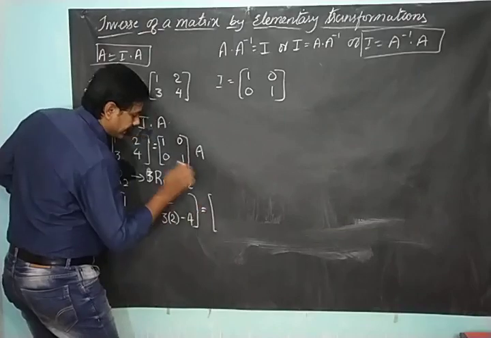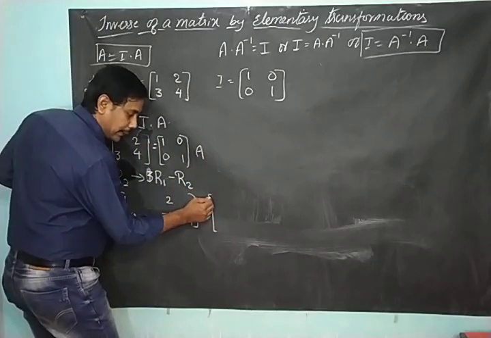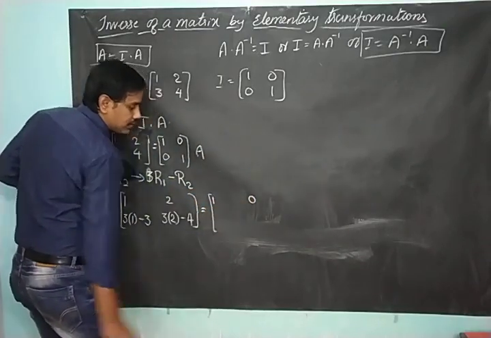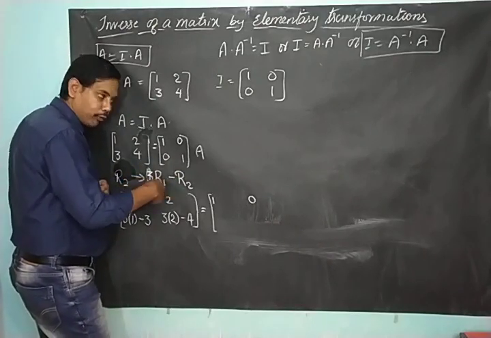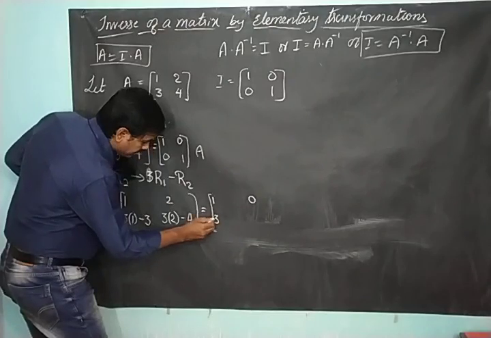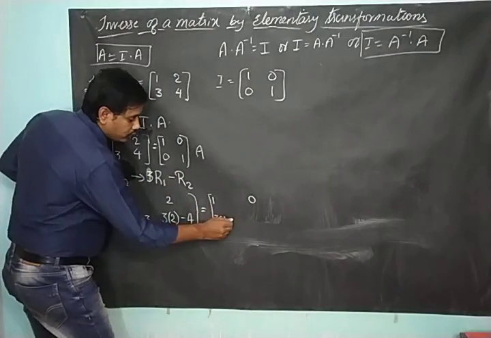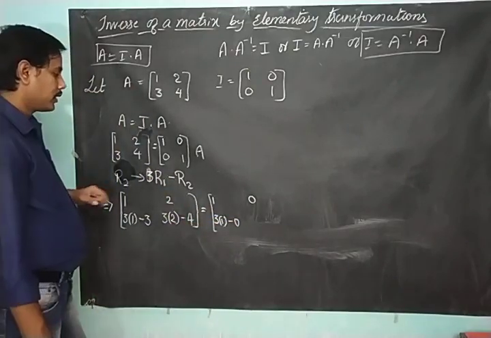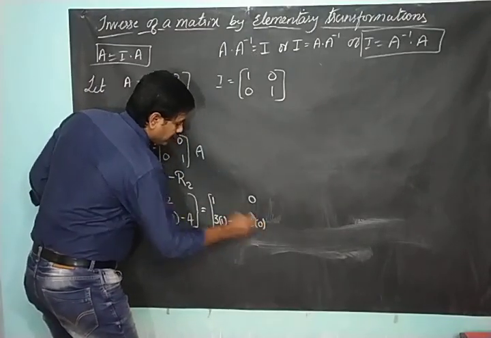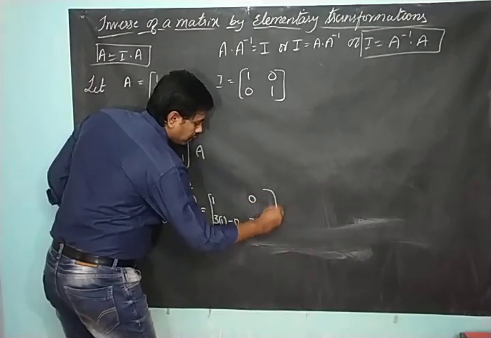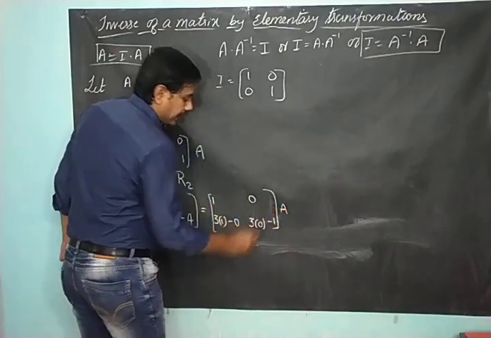Here also it is applied to the identity matrix. But the first row will remain unchanged, 1, 0. Now what happens here is that all the elements will be replaced by this formula. What is R1? 1. What is R2? 0. And here 1 will be replaced by 3 into, what is R1? 0. What is R2? Minus 1. And A will remain as it is.